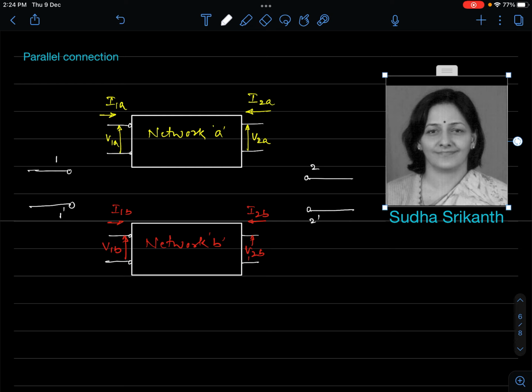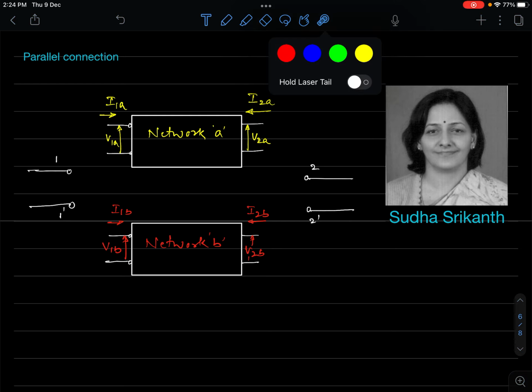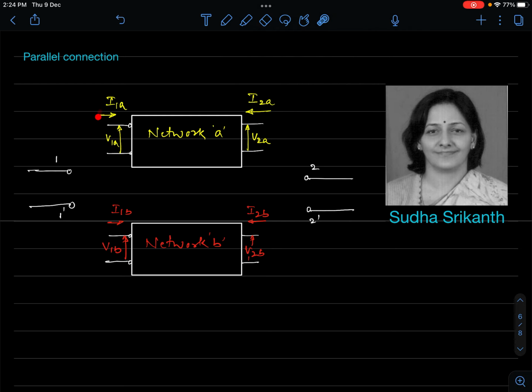It is simple. We have two port networks. We have network A with the input port. This is the input port and this is the output port. Input port parameters with their positive directions of measurement of voltages and currents, and this is the output port with the positive direction of measurement of current and voltage. Correspondingly this is network B with similar parameters, input port, output port, and their parameters.